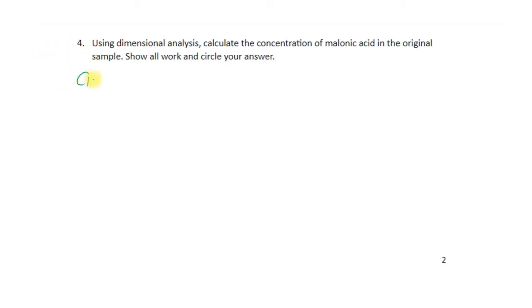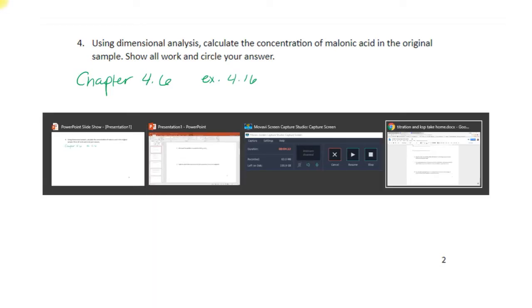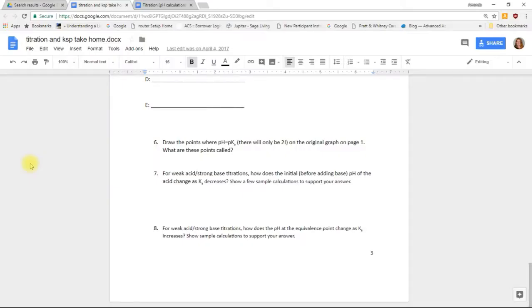This is chapter 4 all over again, specifically the stoichiometry part of it, chapter 4.6. And there's a pretty good example, and there are actually several, of titration calculations. You need to remember how to do this because you cannot do a titration problem without stoich. So it's trying to give you a hint. Dimensional analysis means stoichiometry. All right, and so the concentration of malonic acid is going to be based on our initial conditions.